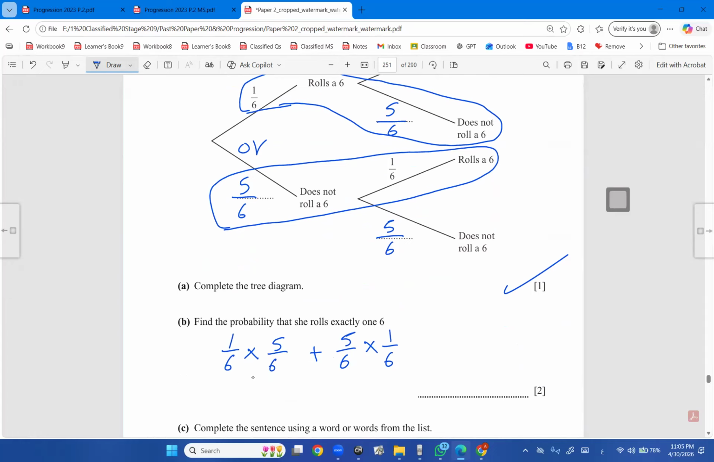Now you can use your calculator, but first let's simplify this. It is 5 over 36 plus 5 over 36, which is actually 10 over 36. You can put this in the simplest form, which is going to give you 5 over 18.